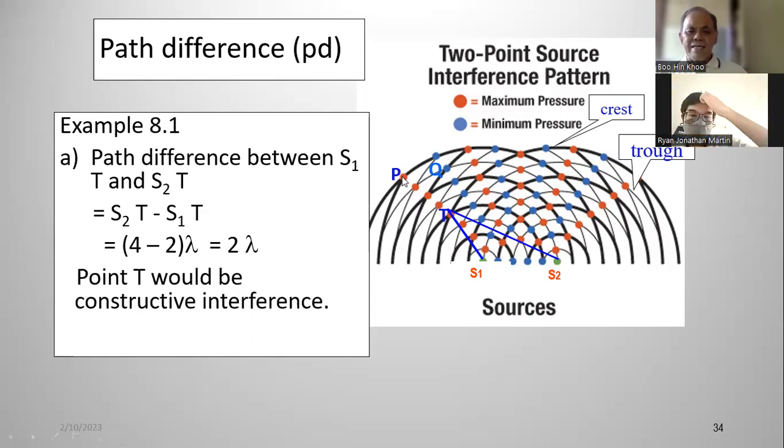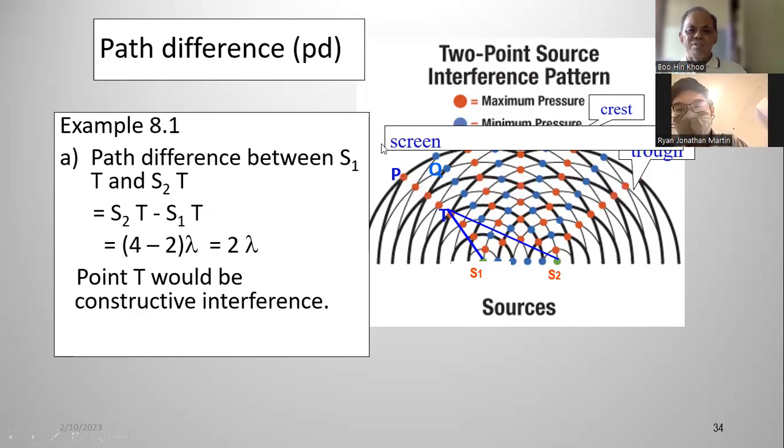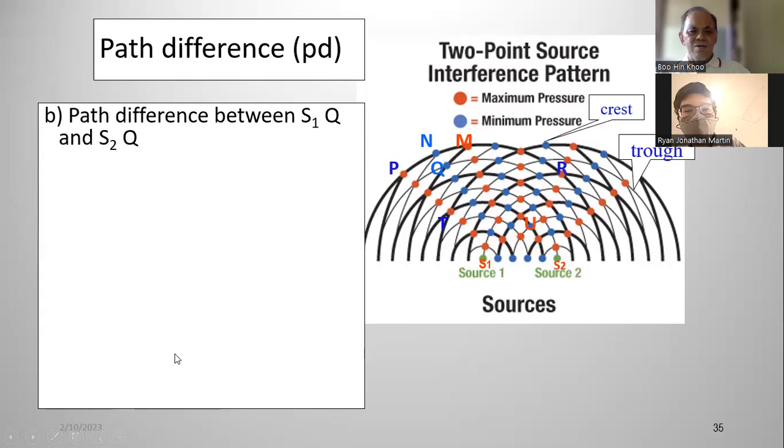Or you can see from the diagram. Usually we won't bother to draw all these circles, it takes too long. It's easier to calculate the path difference. And then we put a screen there to get our observation. It's a path difference between S1Q and S2Q. That's your Q. That's your S1. That's your S2. That's the path difference.